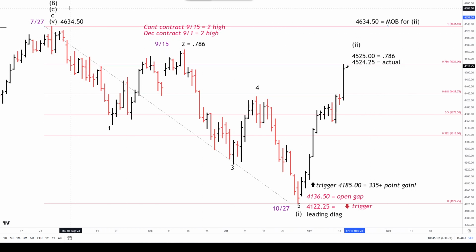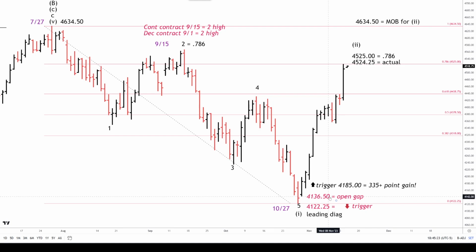Okay, as we saw, that B wave did more than 786. So we got a 786 at the B wave, a 786 at this 2 wave, and a 786 at this wave. You see the theme here. The trigger for the downside is this wave 1 low.